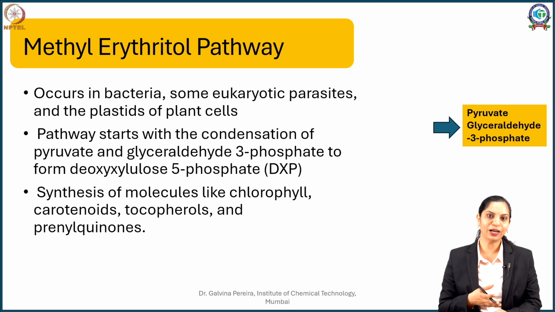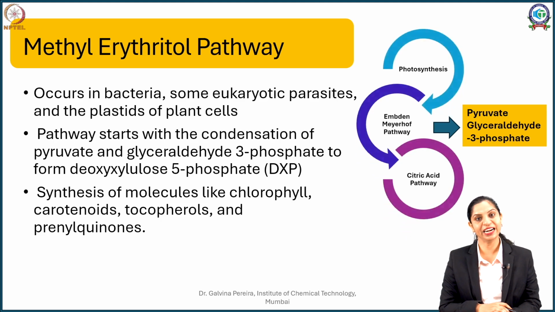So your chlorophyll biosynthesis, or most of your terpenes which are involved in your electron transport reactions, are mostly prepared in plants by the methyl erythritol pathway, basically your methyl erythritol phosphate pathway. Now the intermediates which are required as a starting material for this are your pyruvate and glyceraldehyde 3-phosphate. Your pyruvate and glyceraldehyde 3-phosphate are also products of your Embden-Meyerhof pathway, which is nothing but your glucose pathway.